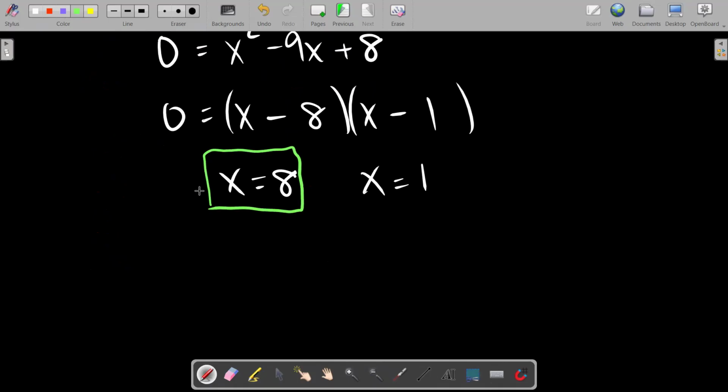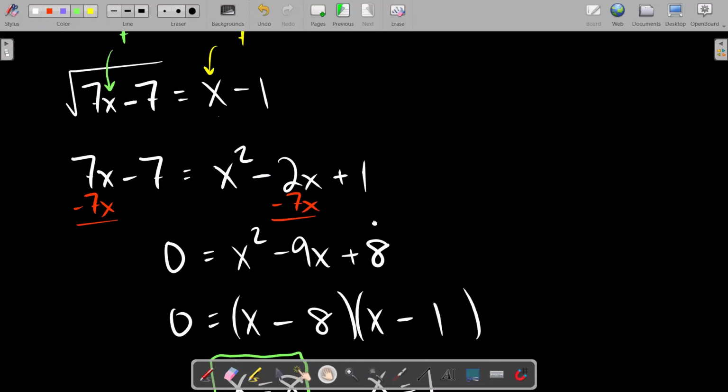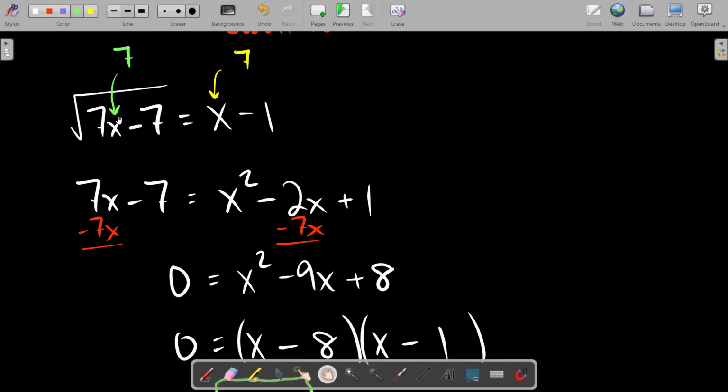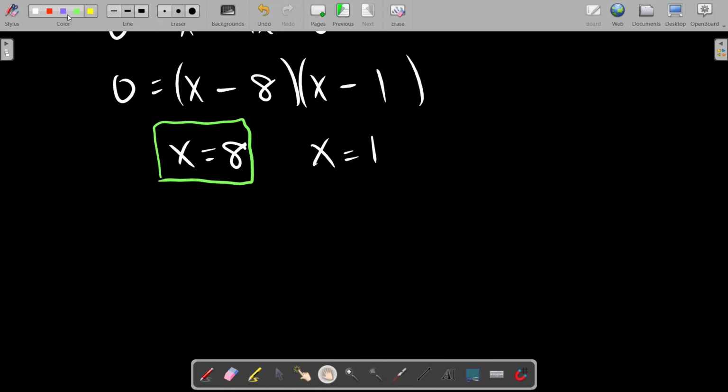Again, whether or not one of them works has zero implications as to whether or not the other will work. These guys travel independent of each other. So let's go check 1. And nothing obvious here stands out. So let's go to where the green arrow is first. What is 7 times 1? 7 minus 7. Square root of 0. On the right-hand side where the yellow arrow is pointing, what's 1 minus 1? 0 does equal 0.